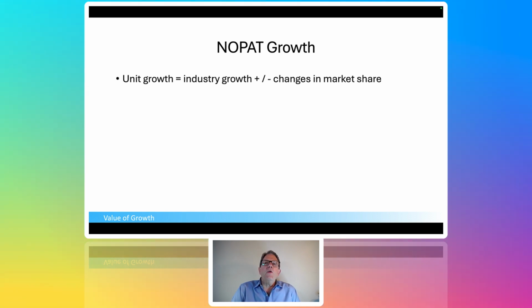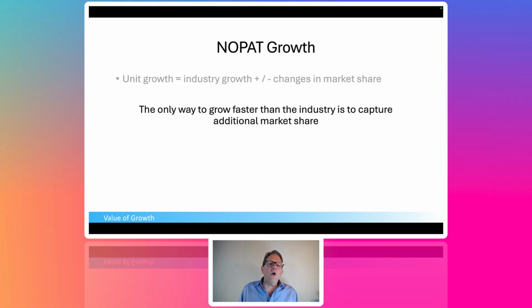All right, so let's start with unit growth. Unit growth for a company is equal to industry growth plus or minus changes in market share. This is a really important, subtle comment: the company's unit growth rate is a function of the industry growth rate plus or minus changes in market share. So the only way for a company to grow faster than the industry is to capture additional market share. It just falls out.